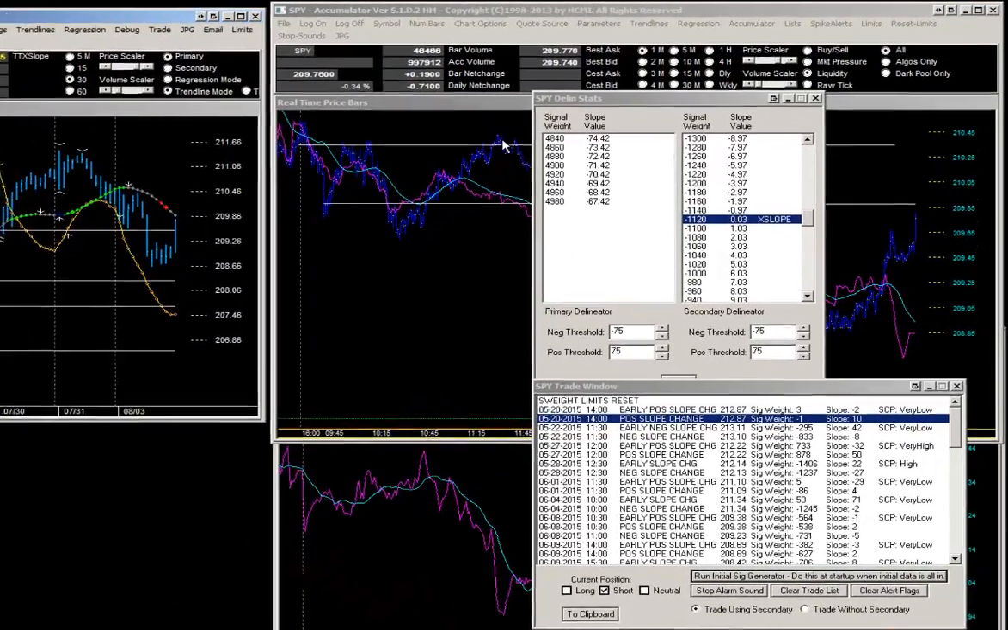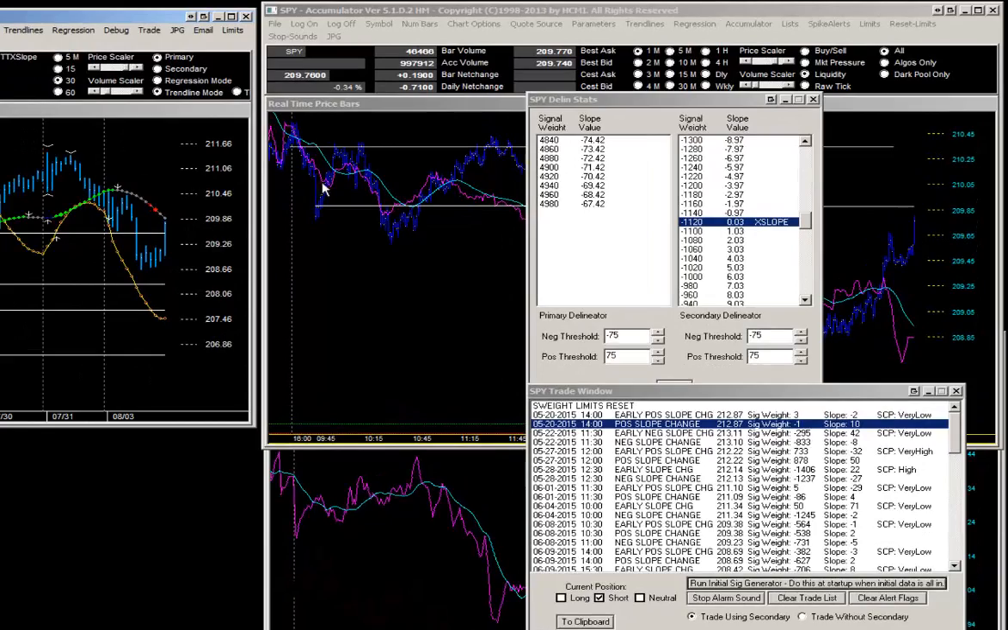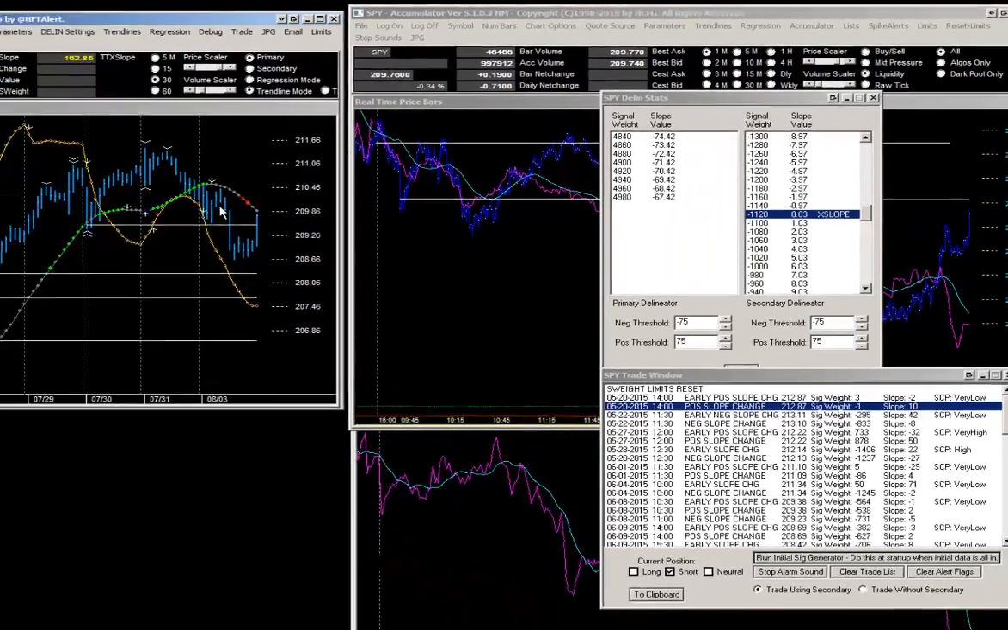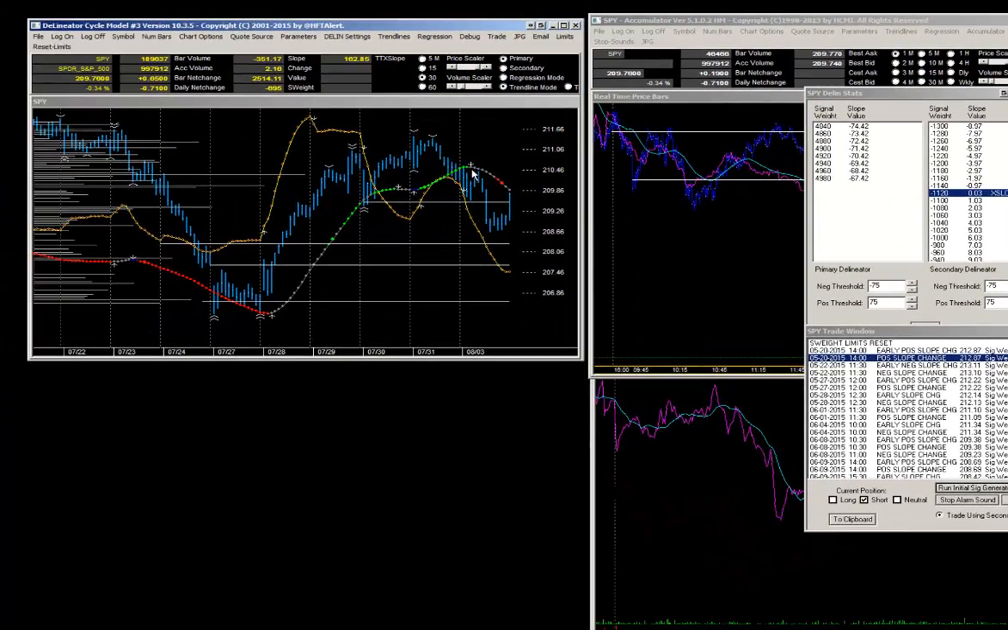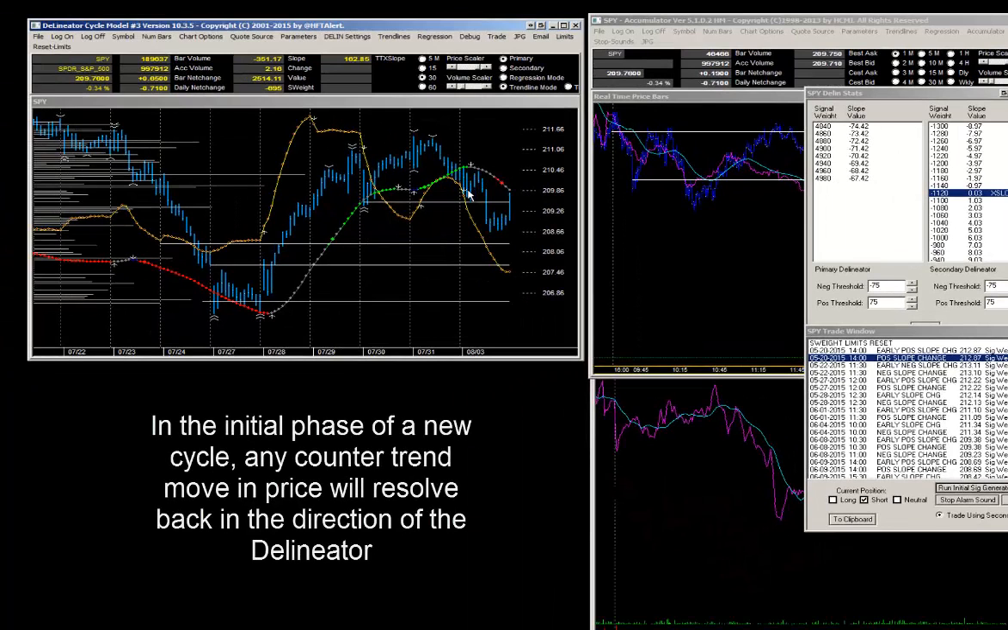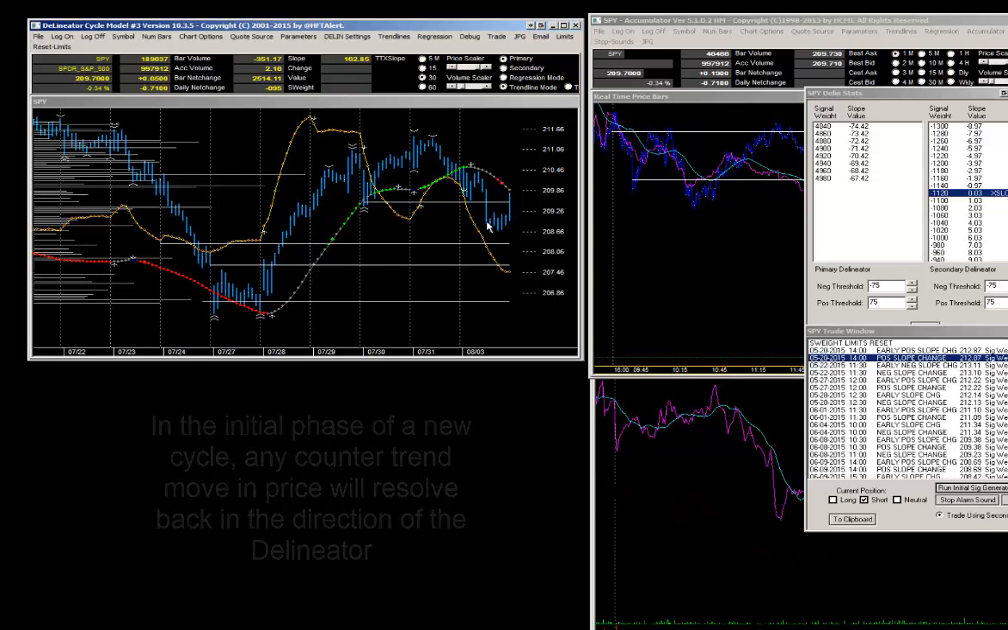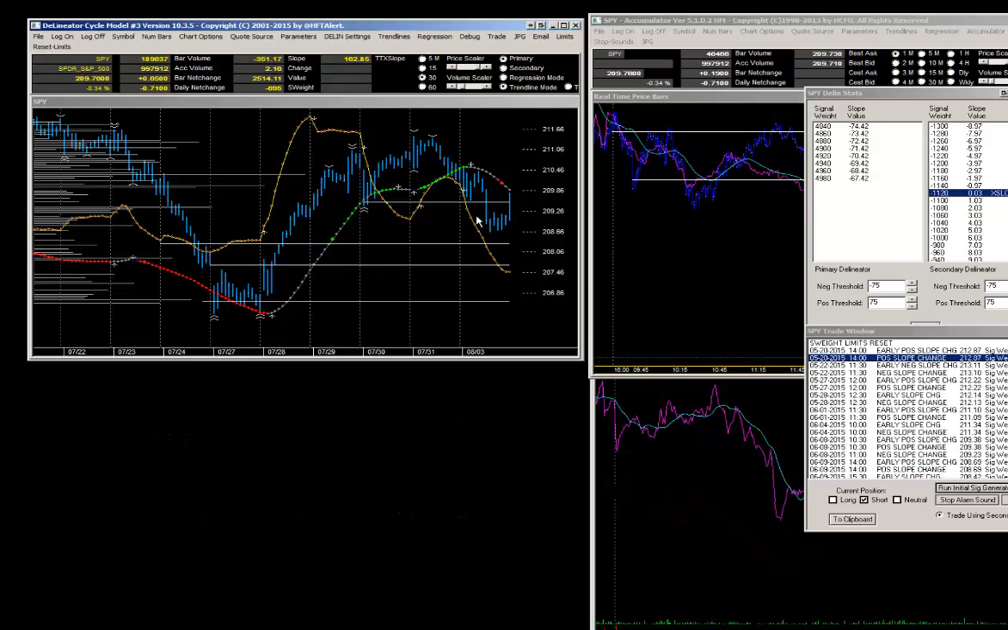Here was a sell signal. You had the delineator had already turned down, and we know that in the very early stage of a delineator cycle any counter trend motion in price will resolve back down in the direction of the delineator. And that's our rule. Doesn't happen every single time, of course not. There are exogenous events and other things that occur, and signal weight can change.